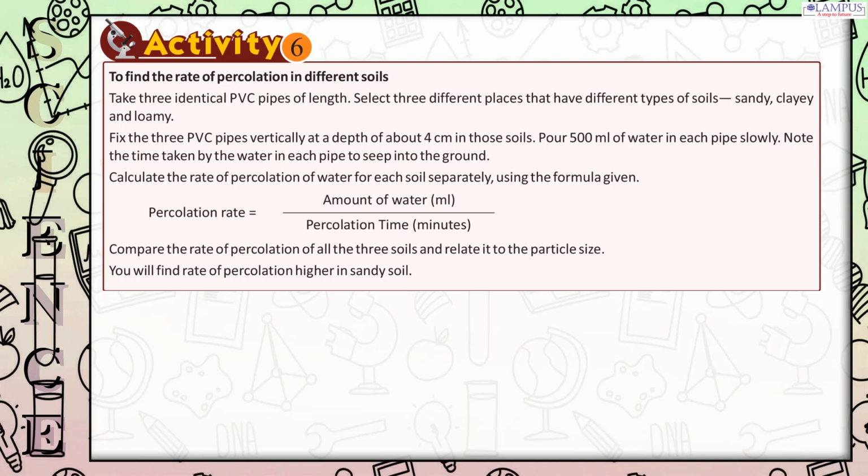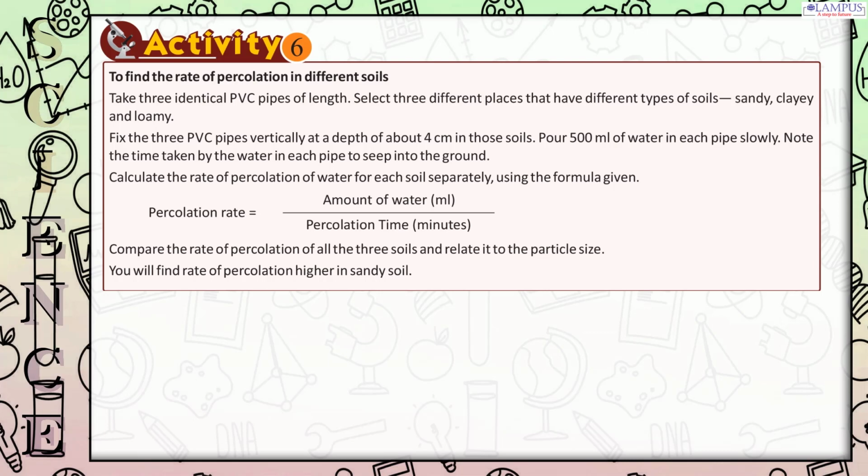Fix the 3 PVC pipes vertically at a depth of about 4 cm in those soils. Pour 500 ml of water in each pipe slowly. Note the time taken by the water in each pipe to seep into the ground. Calculate the rate of percolation of water for each soil separately, using the formula given. Percolation rate equals amount of water in milliliters divided by percolation time in minutes.